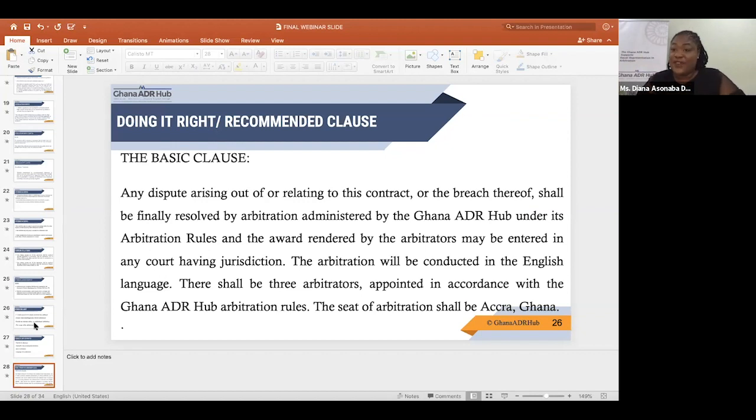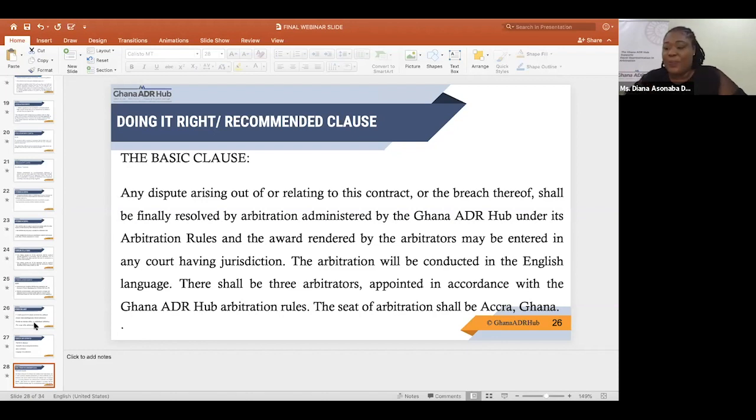And therefore, the caveat to that is that before you decide to choose an arbitral institution, be sure that you know the arbitration rules of that arbitral institution. They are not the same. And you want to be comfortable that the rules governing that arbitration proceedings are what the contracting parties envisage.